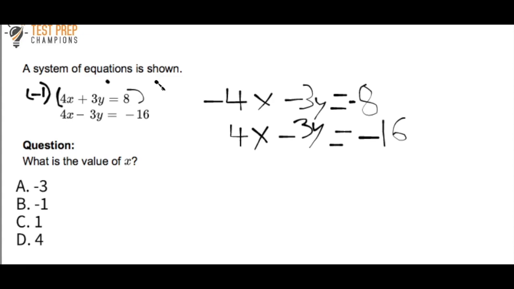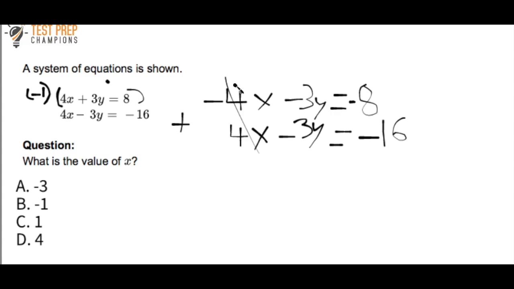The reason I did that is because now if we add the two equations, we've got negative 4x plus 4x, which cancels out. And you still have negative 3y plus negative 3y, or you can think of it as negative 3y minus 3y, and it's going to give you minus 6y equals negative 8 and negative 16. I don't want to solve the whole question out here and take too much time, but I'm showing that you would be getting this down to just one variable, which is really the key here.